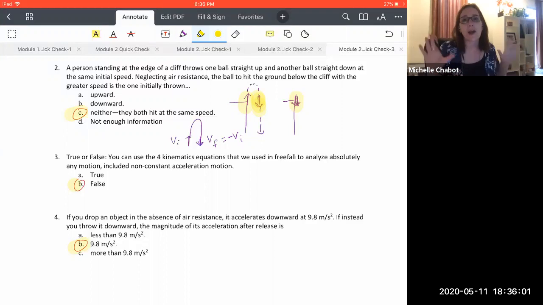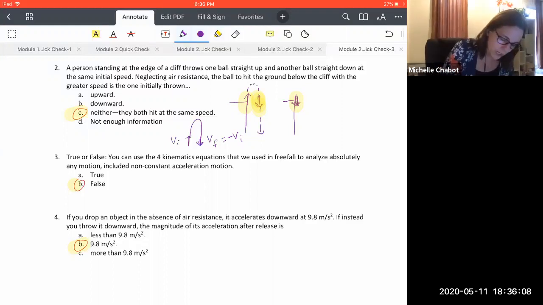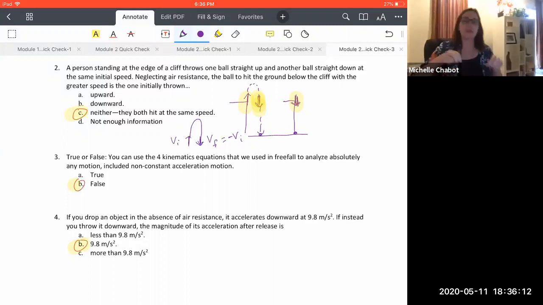It's not talking about how long they were in the air. Obviously, the one I throw up in the air is going to be in the air longer. It's asking which one hits the ground at the greater speed. And the one that is thrown downward has the same speed as the one that would go up and then come back down.